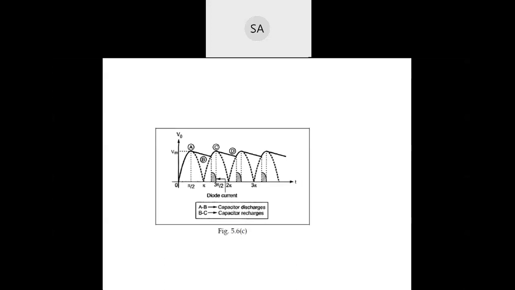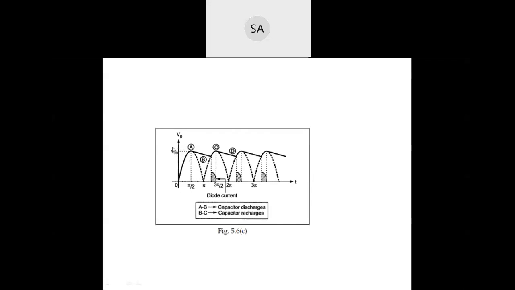Here, suppose this is the output of this rectifier, shown with the dotted lines. Considering half of this cycle, this is the output. Whenever you power on this circuit, the capacitor will immediately charge to this maximum voltage due to the diode D1.